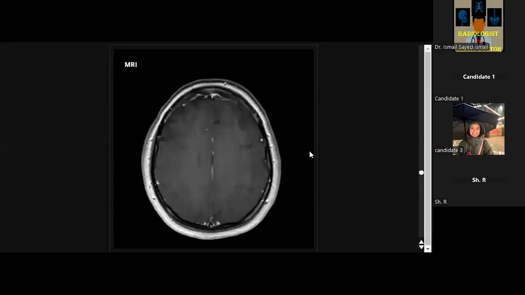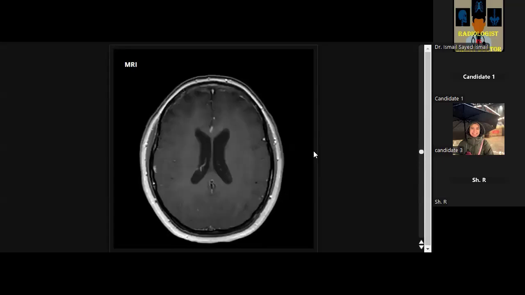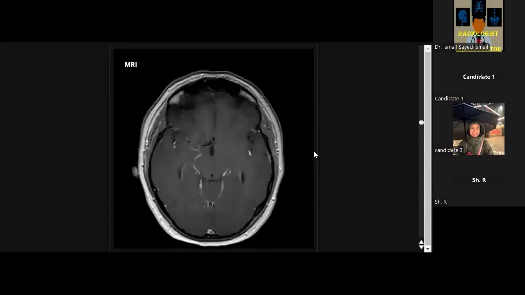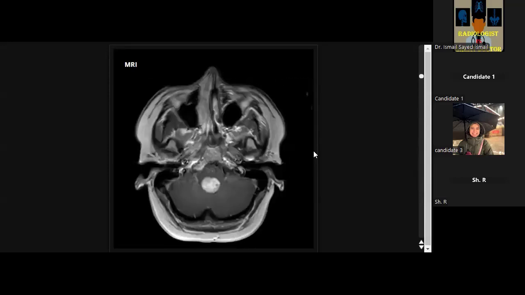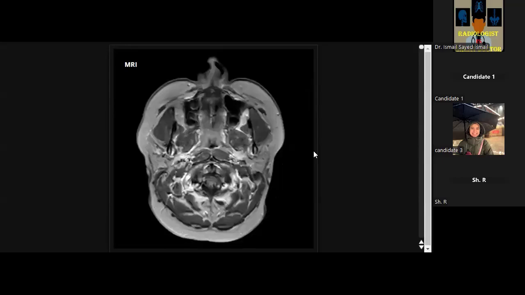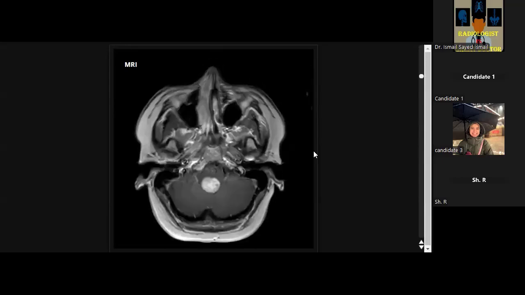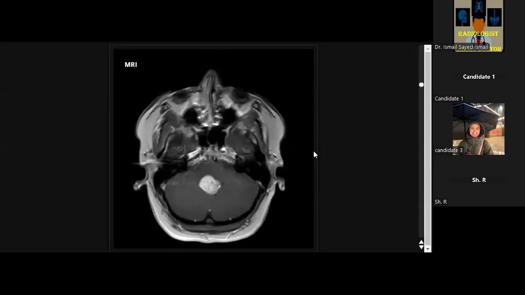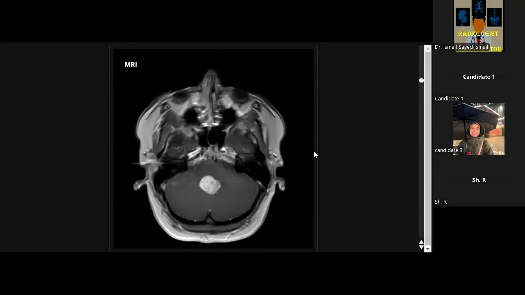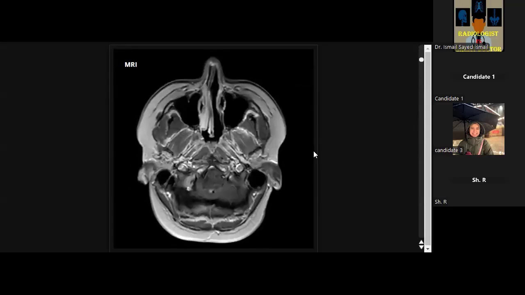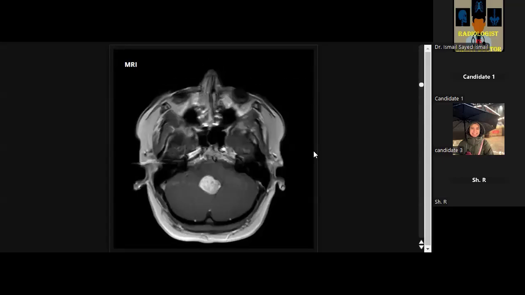Sorry. Can I be provided with axial MRI images? This is T1 post-contrast. I would like to go through all the images first before describing any abnormality. I'm going downward, scrolling slowly. I can see a homogeneously enhancing lesion within the fourth ventricle. This lesion is expanding the fourth ventricle.